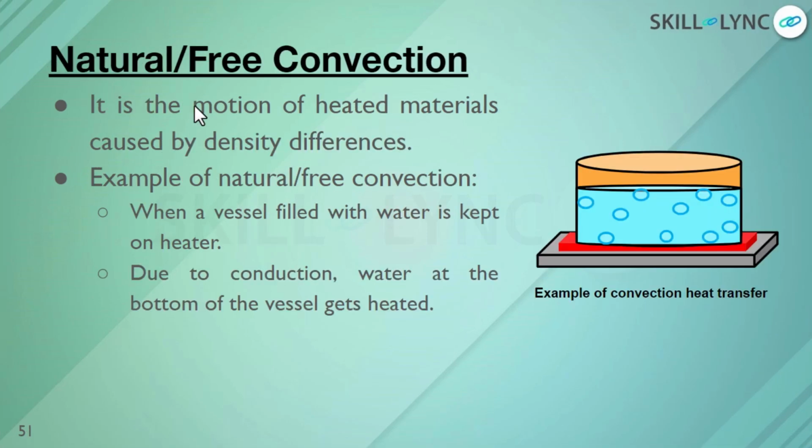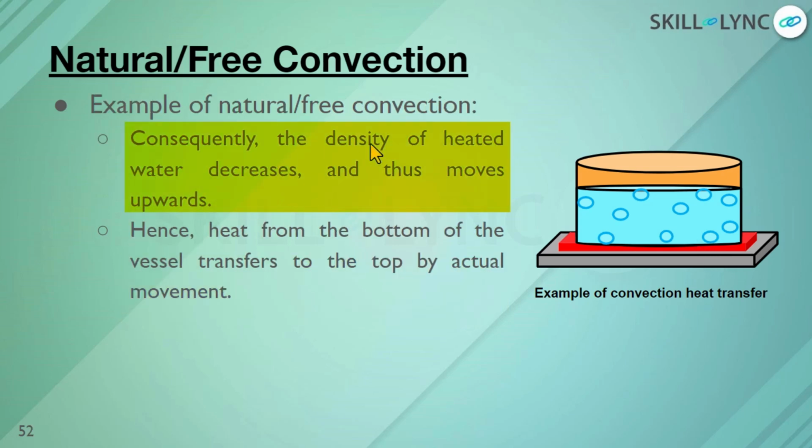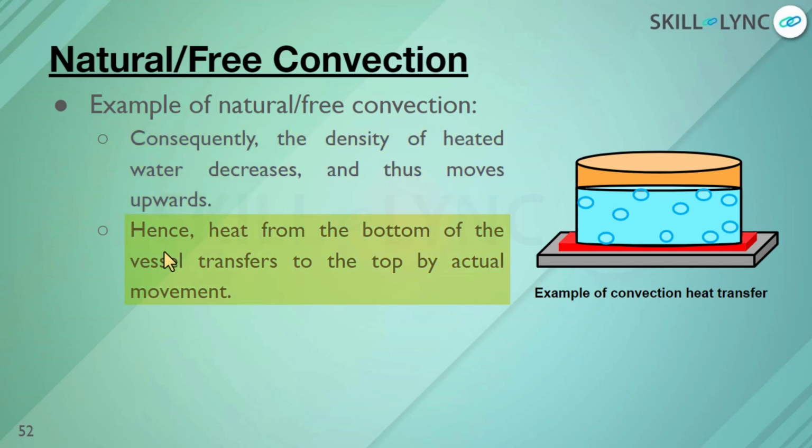Let's try to understand what natural or free convection is. It is the motion of heated materials caused by density differences. Let us try to understand this by an example. When a vessel filled with water is kept on a heater, then, due to conduction, the water at the bottom of the vessel gets heated. Consequently, the density of the heated water decreases and it moves upwards. Hence, heat from the bottom of the vessel transfers to the top by actual movement.